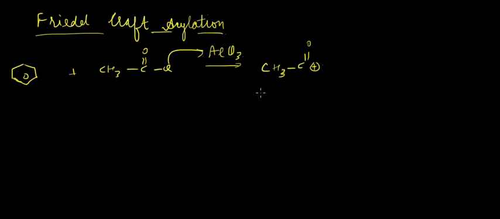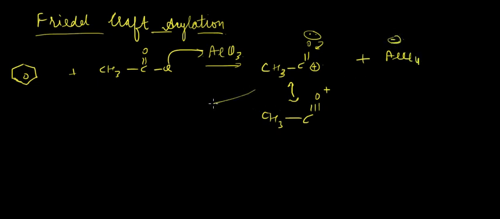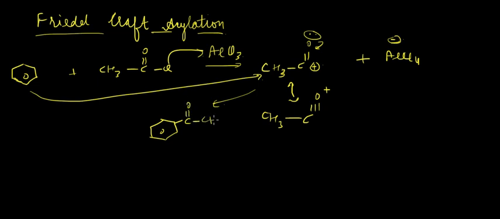It would be stable. Why? Because of the formation of an acylium-like cation, which can have a resonating structure like this, along with AlCl4 minus. Now the benzene ring will attack this carbocation and form something like this. So this product is formed.